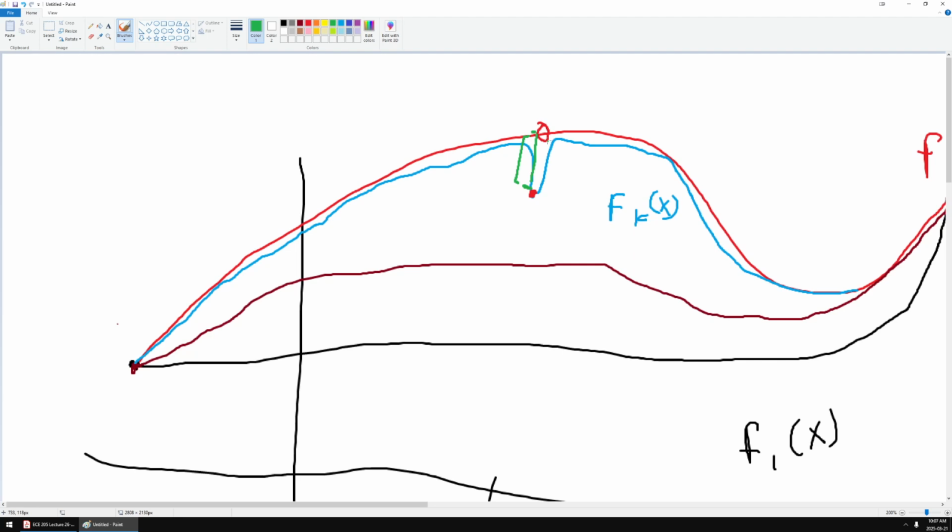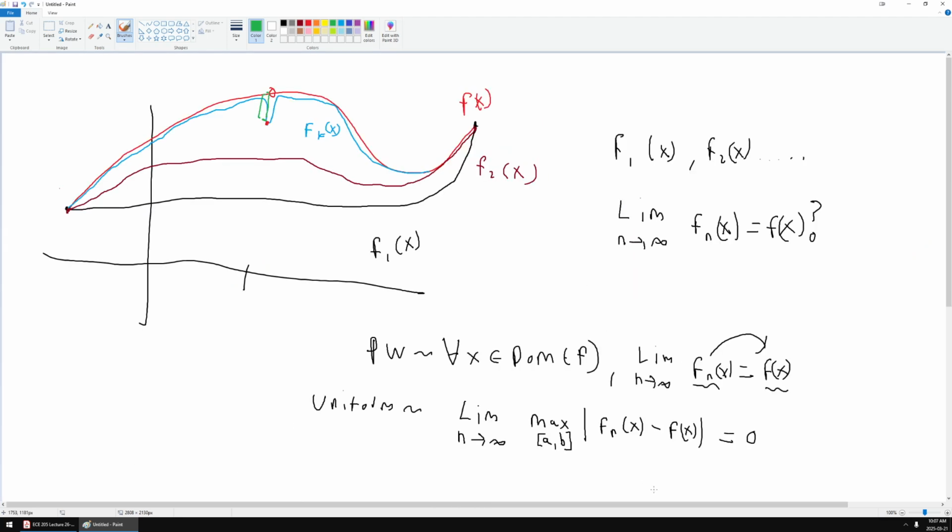It's staying, right? So it's not going to 0. So in this case, the picture I drew, we don't have uniform convergence, right? That's actually why I cut out the hole to demonstrate this, right? So it turns out, big math theorem, uniform convergence preserves continuity.